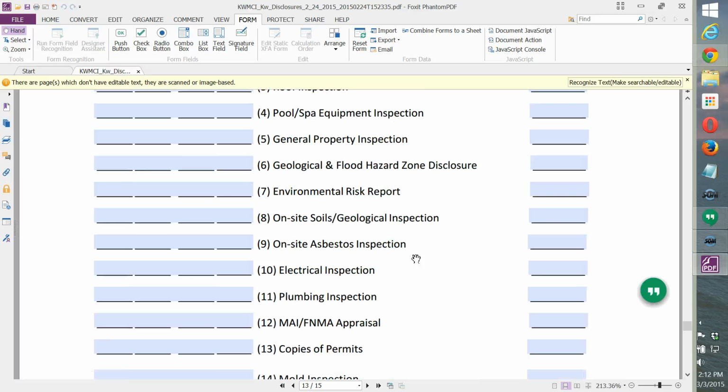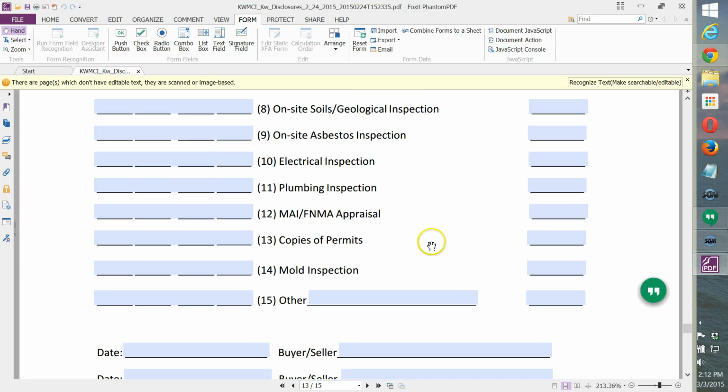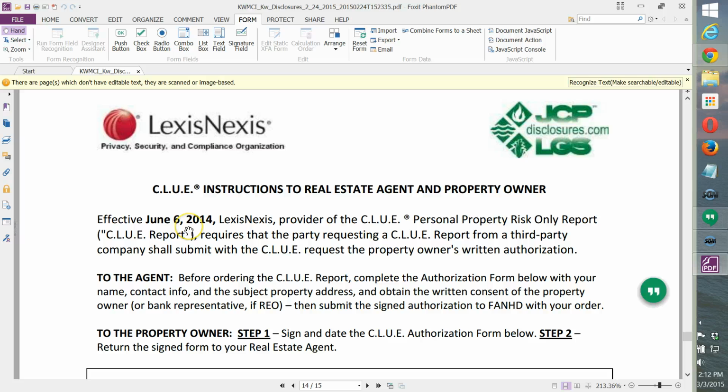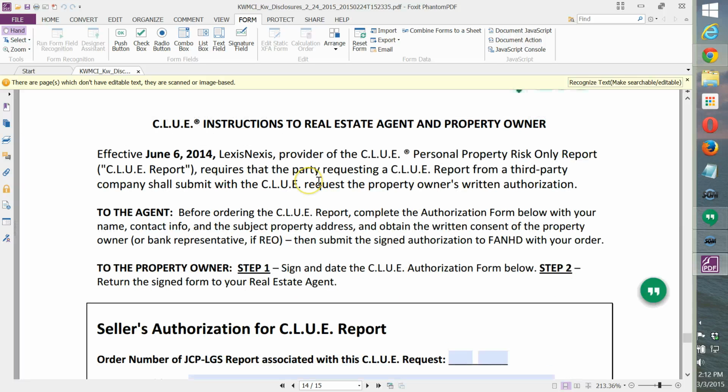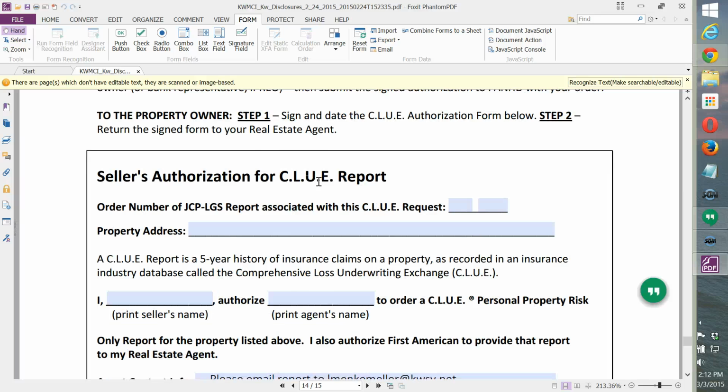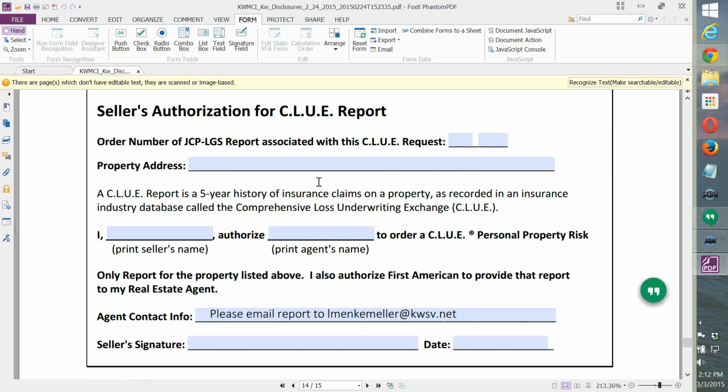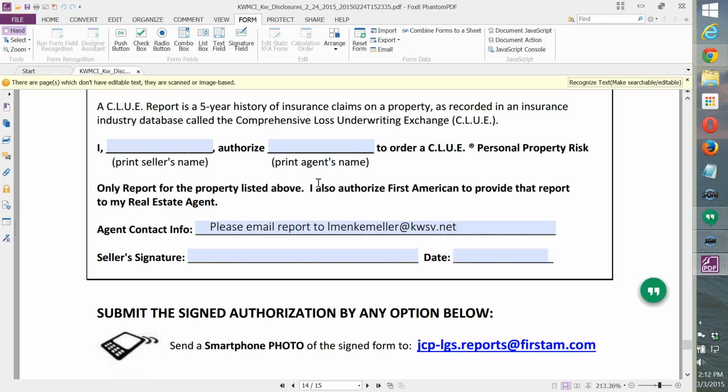Any other? So this list, copies of permits. I used to make sure they had done stuff to get copies of the permits. There's differences of opinion about that. This is the seller authorization for a CLUE report. We need the seller to agree to run this report. The seller has to agree that we can run the report.